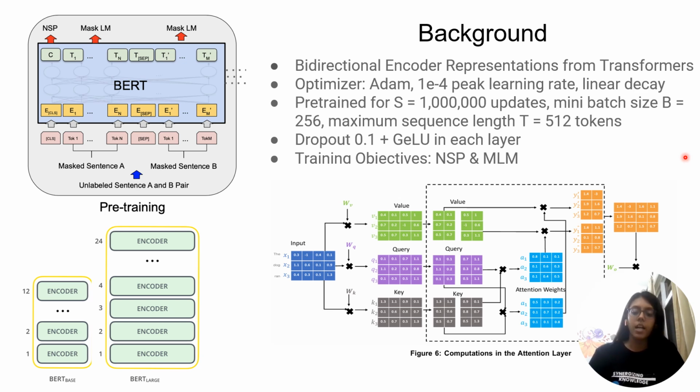In BERT, we use the Adam optimizer with a peak learning rate of 10 raised to minus 4 and linear decay, and we train it for a maximum sequence length of 512 tokens with a mini-batch size of 256. And after every layer, there is a dropout of 0.1 and the GELU activation function.